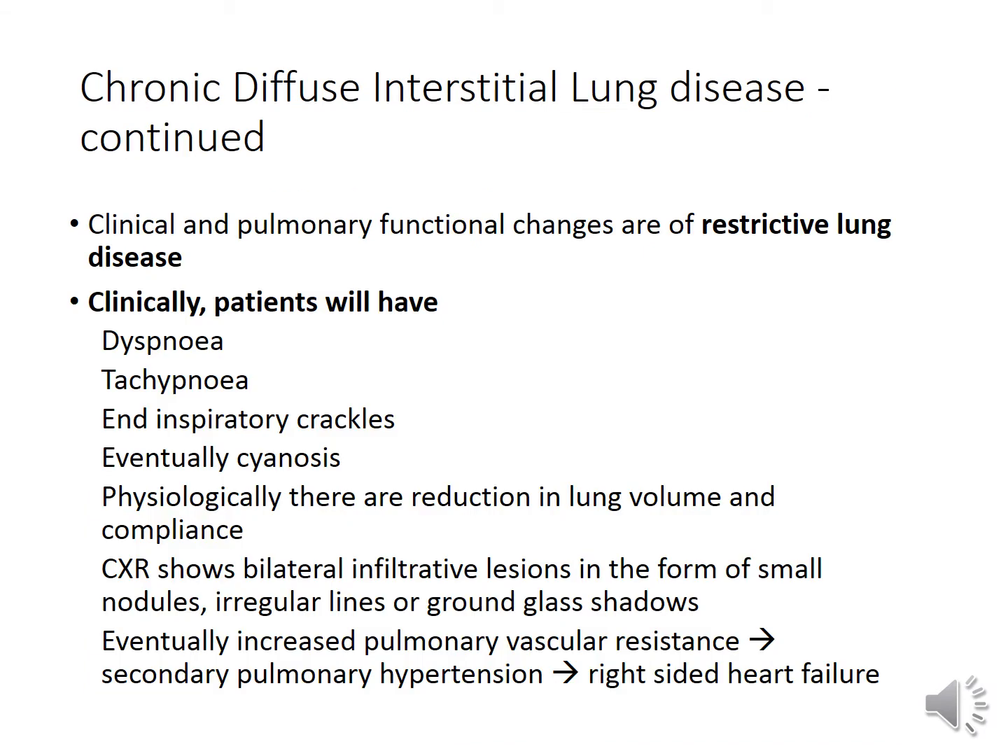Clinical and pulmonary functional changes are those of restrictive lung disease. The problem in restrictive disease is inability to fill the lung with air. Compare this with the problem in obstructive disease, which is inability to empty the lung. If you can't fill the lung, obviously the total lung capacity will be low. The forced vital capacity will also be low, and patients will have dyspnea and tachypnea. Eventually, increased pulmonary vascular resistance will occur, and that will lead to secondary pulmonary hypertension, which will then lead to right-sided heart failure.